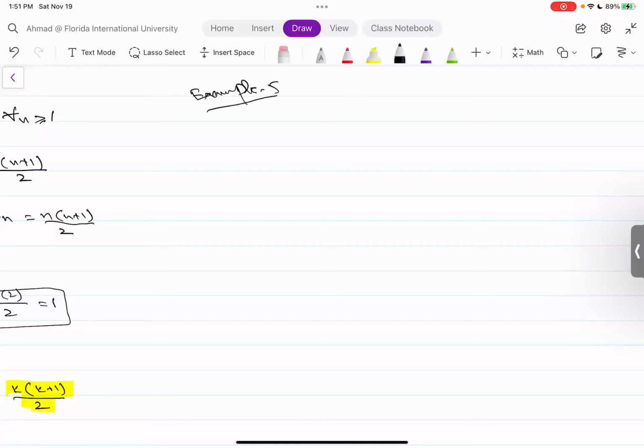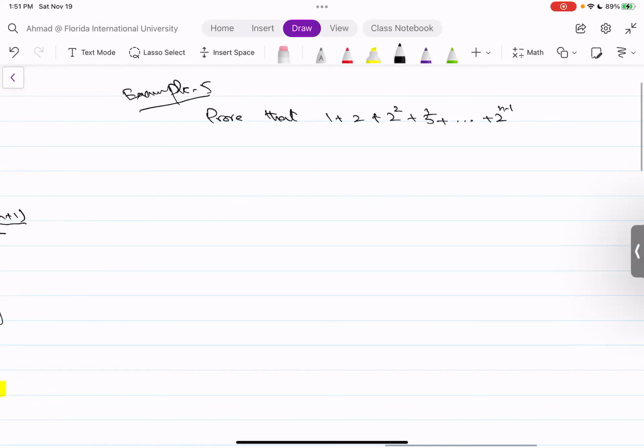Example 5, the proof by mathematical induction. It says prove that 1 plus 2 plus 2 square plus 3 square plus so on plus 2 to the power of n minus 1 is equal to 2 to the power of n minus 1. The difference is that the minus 1 on the left hand side is in the exponent, while on the right hand side the minus 1 is not in the exponent. So we are asked to prove that this is true.